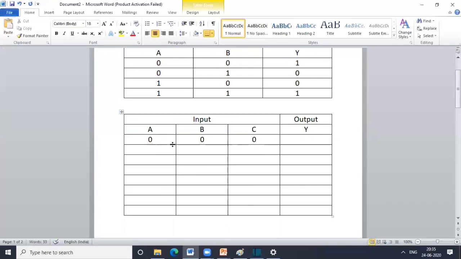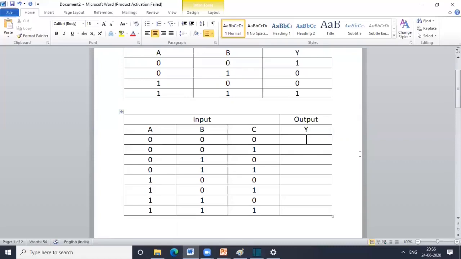So the first input combination will be 0, 0, 0. Then next is 0, 0, 1. Then next is 0, 1, 0. Next is 0, 1, 1. Then 1, 0, 0. Then 1, 0, 1. Then 1, 1, 0. And last is 1, 1, 1. So in this way I have written all 8 input combinations.